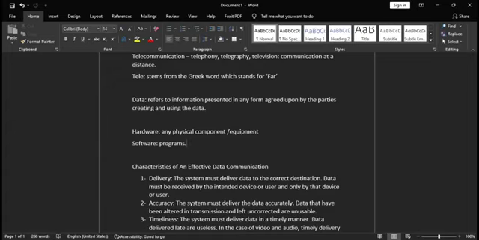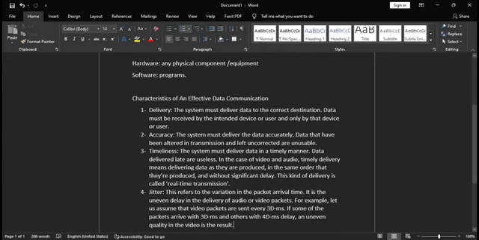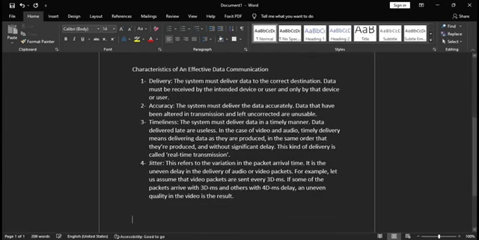So now we're going to move on to components of data communication. Students usually confuse this with characteristics of an effective data communication, so you have to be very, very careful. So now, components of data communication. Let's write that. Components.